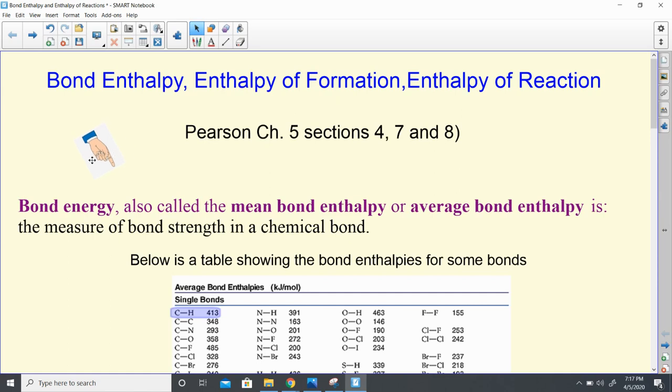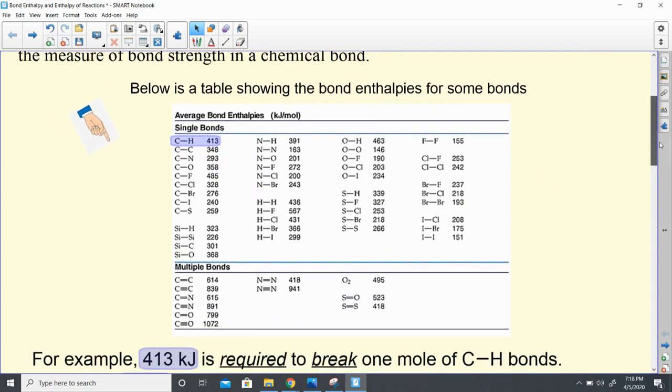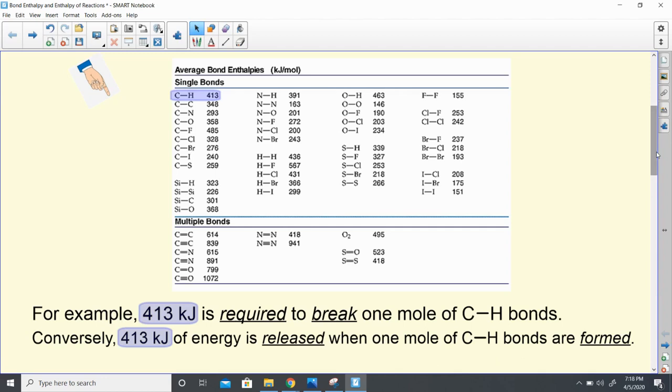So here's the definition. Bond energy, also called mean bond enthalpy or average bond enthalpy, is the measure of the bond strength in a chemical bond. So here is a picture of a table listing the average bond enthalpies of various chemical bonds. For example, 413 kilojoules of energy is required to break 1 mole of C-H bonds. Conversely, if 1 mole of C-H bonds form, 413 kilojoules of energy will be released.